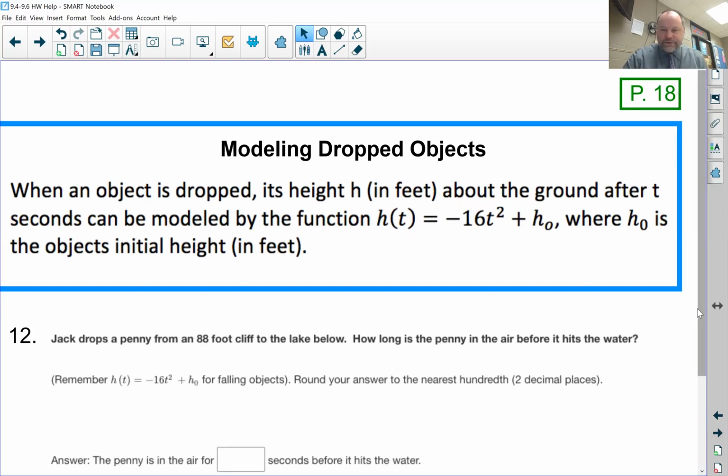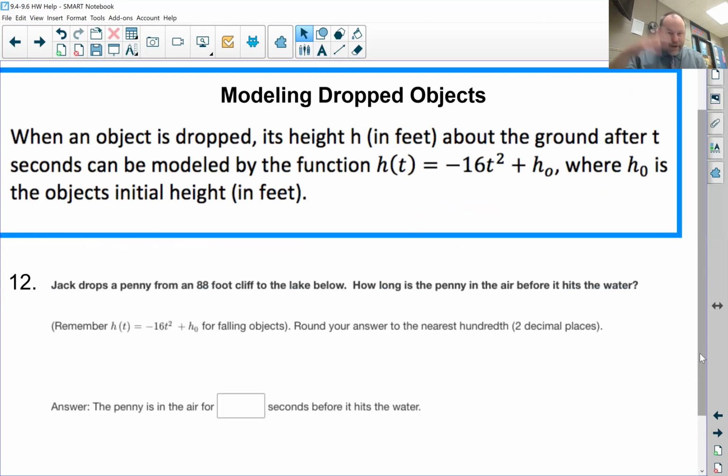Then we talked about when an object is dropped from a certain height. So Jack drops a penny from an 88-foot cliff to the lake below. How long is the penny in the air before it hits the water? And generally with that, we're looking at when the height is 0. So we set our equation up, and what we want to do is solve for when that is equal to 0.